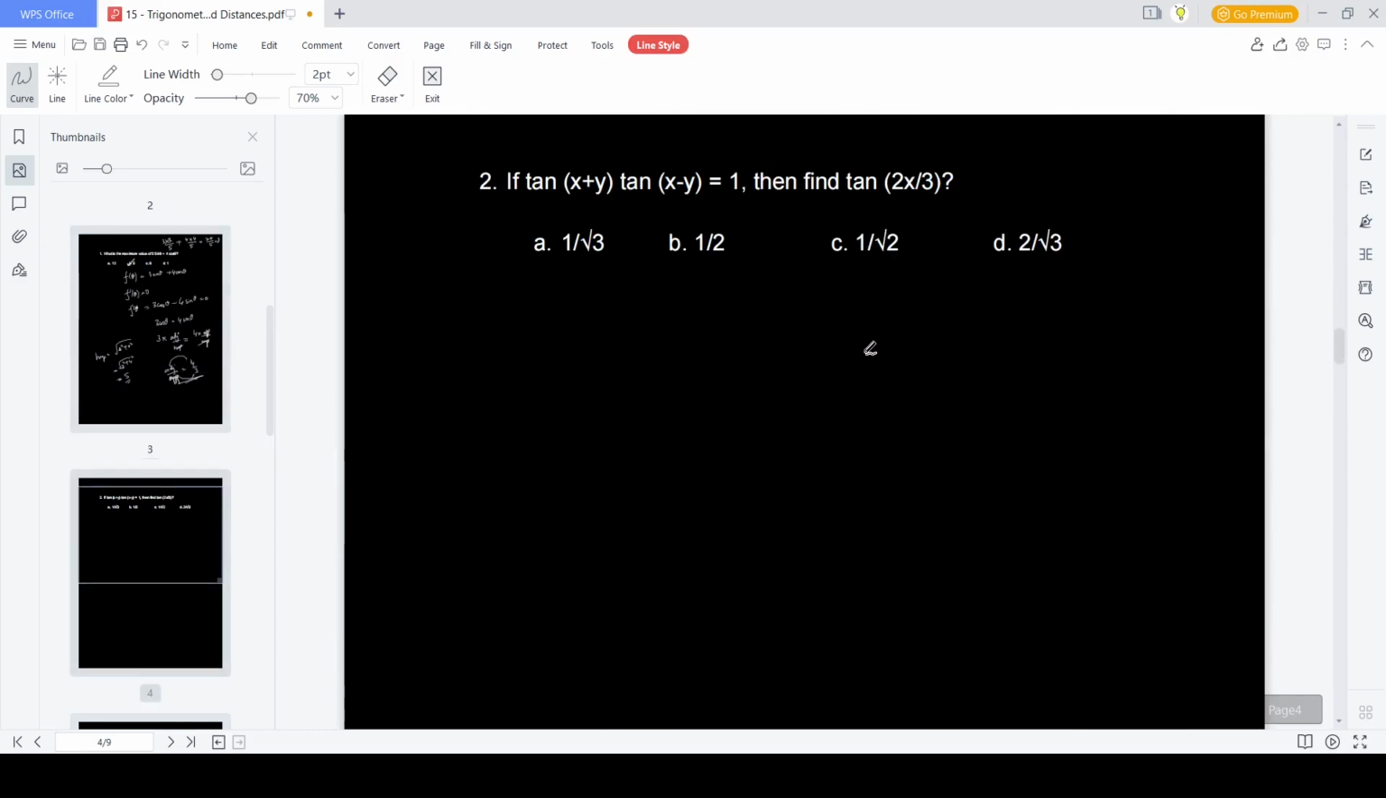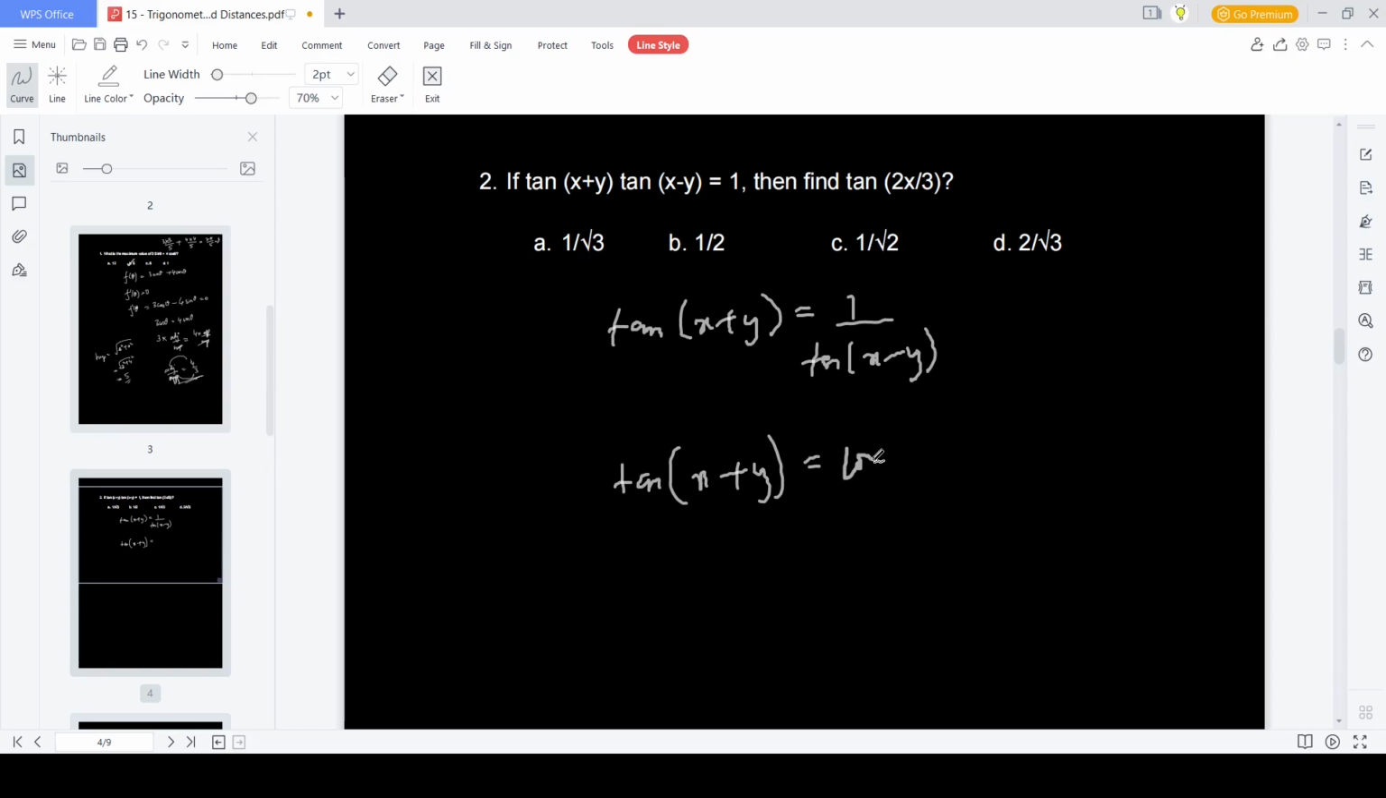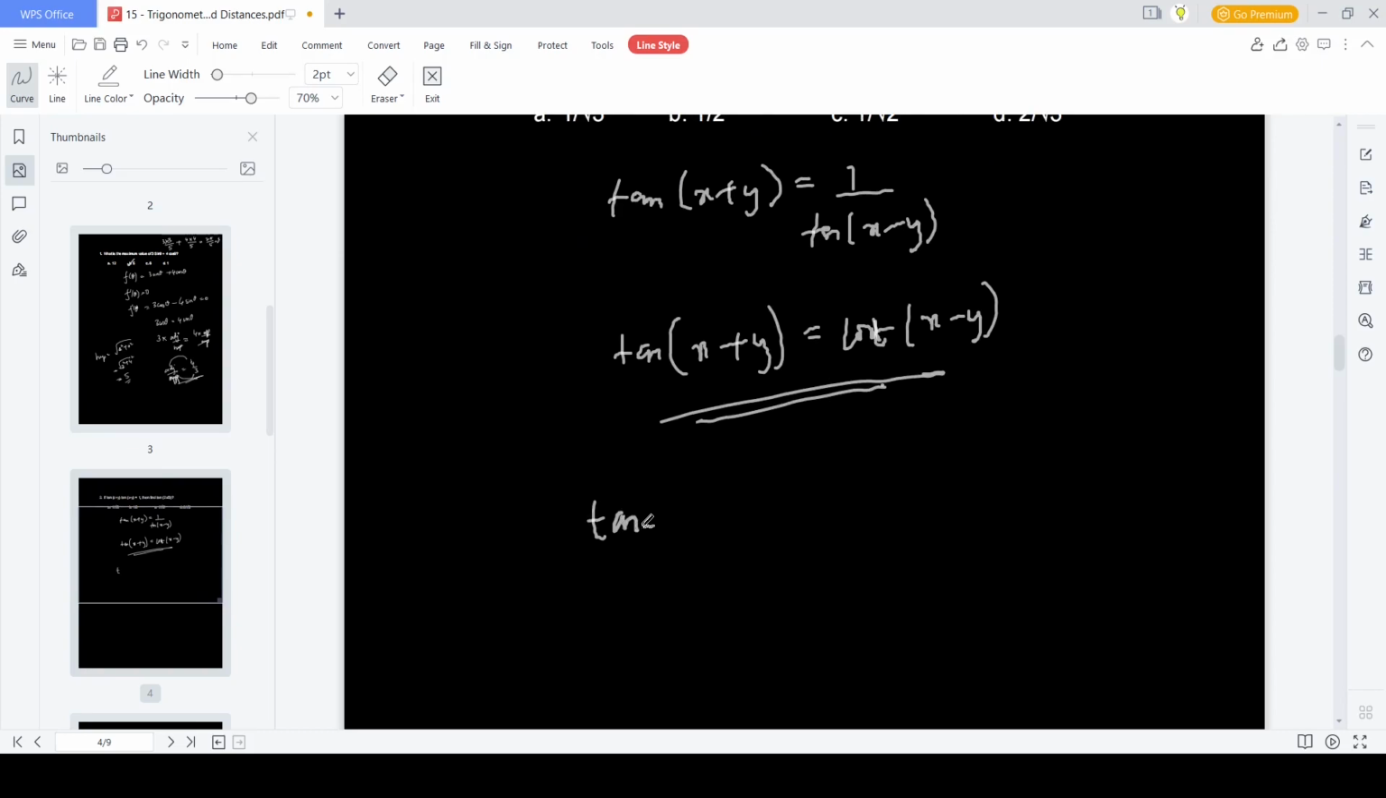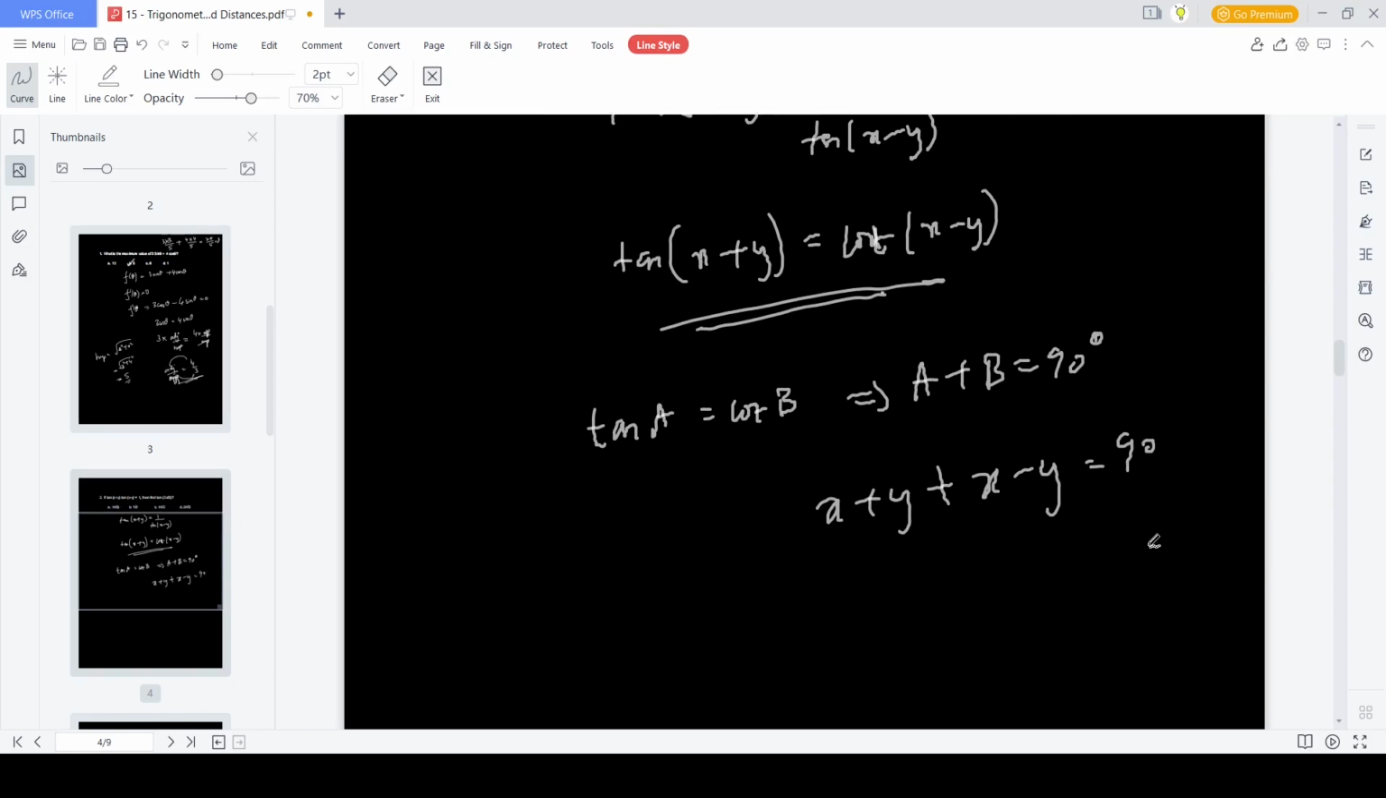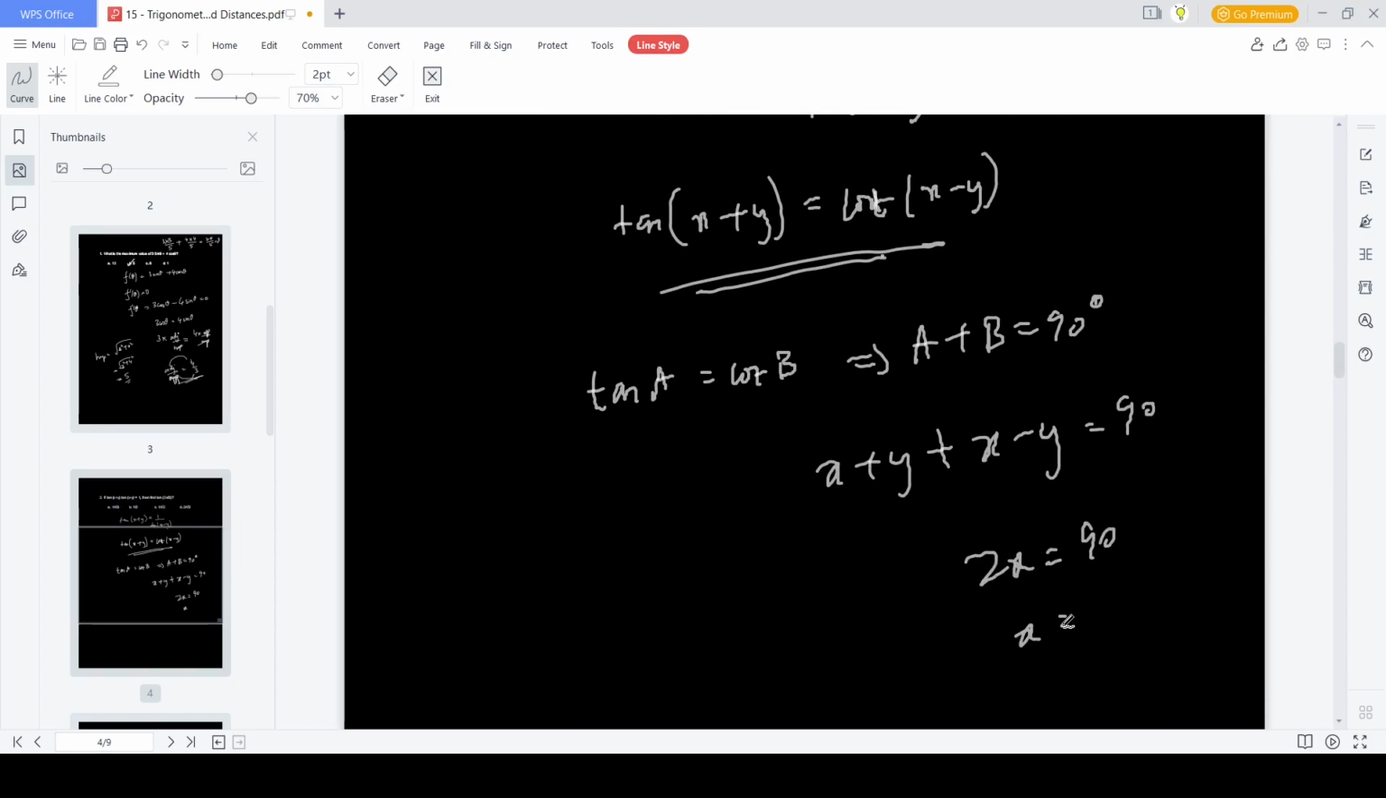Next question. If tan of x plus y into tan of x minus y is 1, then find tan 2x by 3. Here I can write this as tan of x plus y is equal to 1 by tan of x minus y. So I can write it as tan of x plus y is equal to cot of x minus y. Here see there is a property: if tan of a is equal to cot of b, that implies a plus b is equal to 90 degree. That means this plus this is equal to 90. So x plus y plus x minus y is equal to 90 degree. Hence 2x is equal to 90, x is equal to 45.